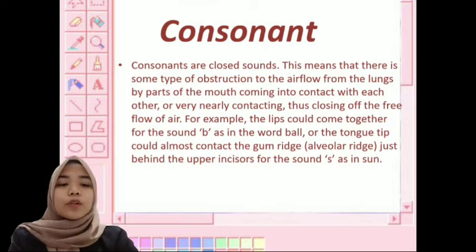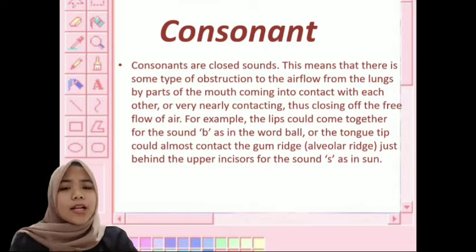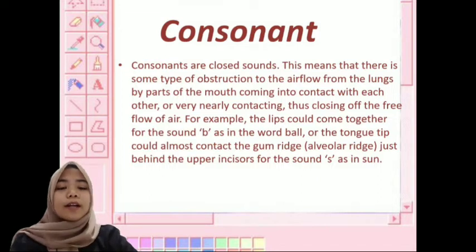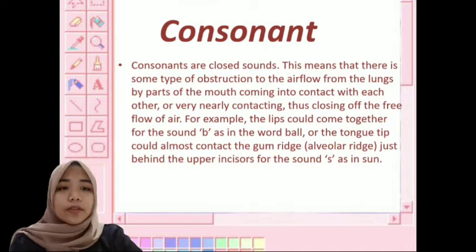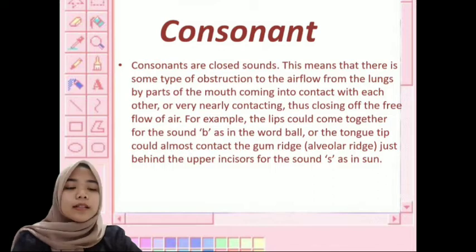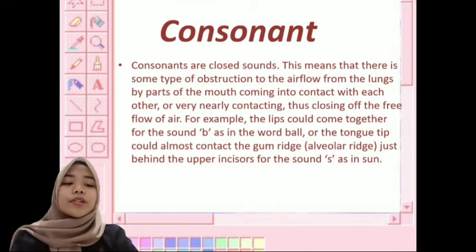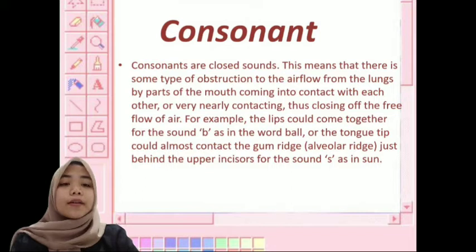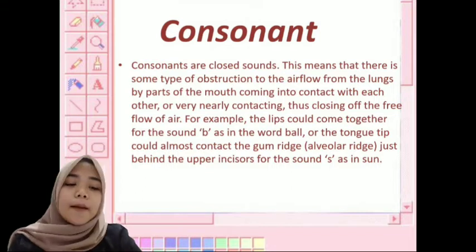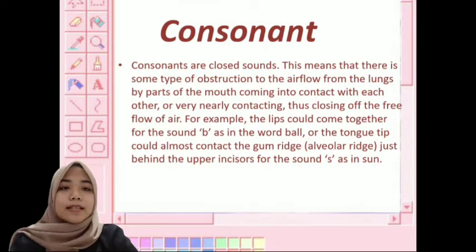Consonants are closed sounds. This means that there is some type of obstruction to the airflow from the lungs by parts of the mouth coming into contact with each other, or very nearly contacting, thus closing off the free flow of air. For example, the lips could come together for the sound B, as in the word "ball," or the tongue tip could almost contact the gum ridge, or alveolar ridge, just behind the upper incisors for the sound S, as in "sun."